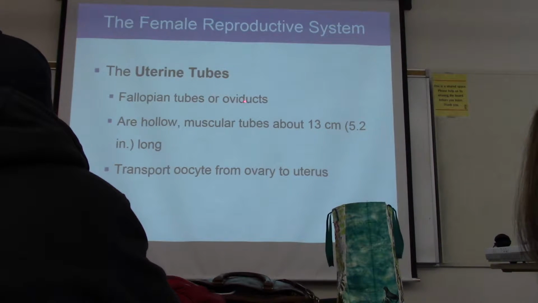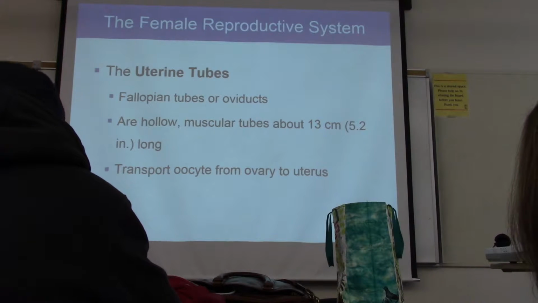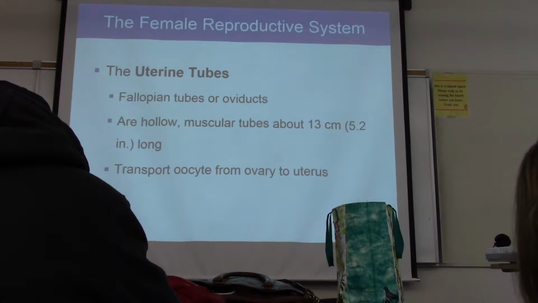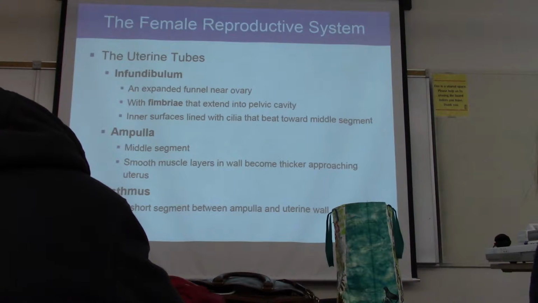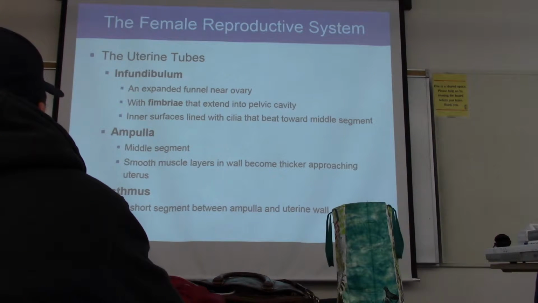The fallopian tubes are just transit tubes. The sperm are going to come up there. The eggs are going to come down. Usually the fertilization is actually going to happen in the fallopian tube and then down to the uterus it rolls. There are 3 parts of the uterine tubes. I'm not sure how important this is.